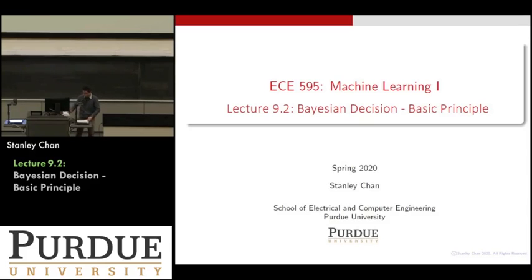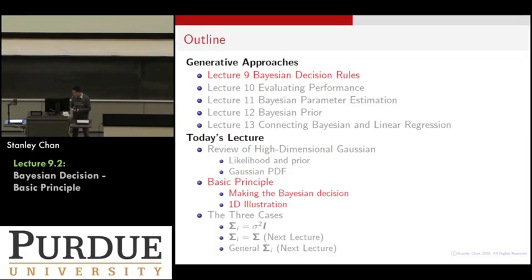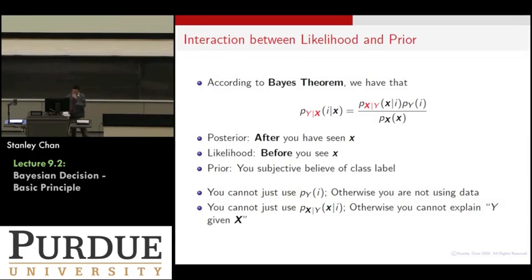Now, let's move on to talk about the basic principles of the Bayesian decision rule. According to the Bayes theorem, we have this expression where on the left-hand side you have y given x. This really says that if you have seen a sample x, what is the probability of getting class i? According to the Bayes theorem, I can write this left-hand side as the product of the likelihood and the prior and also the total probability.